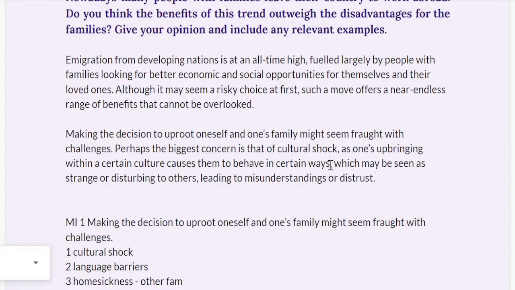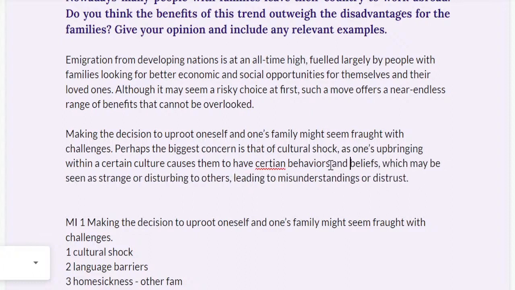Behave in certain ways and believe certain things. To have certain behaviors and beliefs. Which may be seen as strange or disturbing to others. Not disturbing, maybe just strange or peculiar. Dietary concerns, for example. Some people don't like the idea that others eat pork, right? Again, that's just a dietary preference. It's valid, but I don't want to make this too huge. Or maybe I can give an example elsewhere.